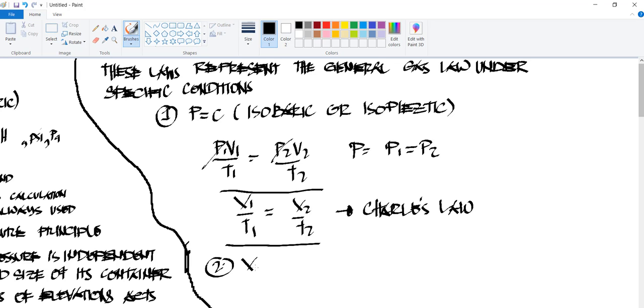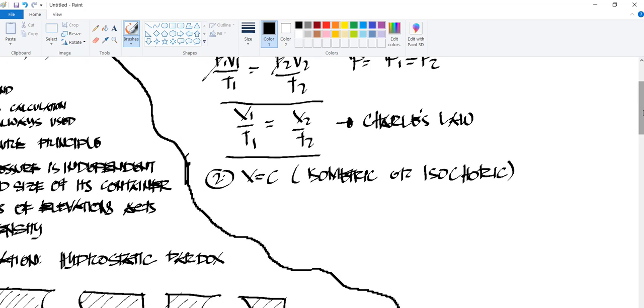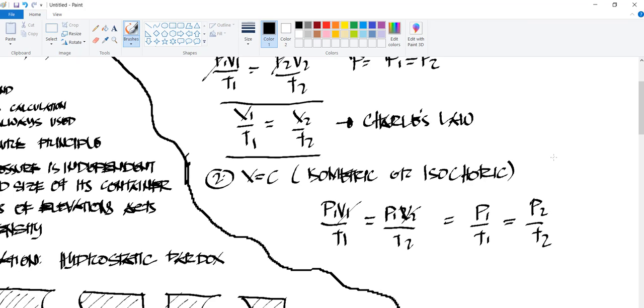Then we have number 2, where V is constant. We call it isometric, or sometimes isochoric. Sometimes it will just be mentioned in the problem as isochoric, so you must know what type of process that is. Establishing the relationship again, P1V1/T1 equals P2V2/T2, and since V is constant, we now have P1/T1 equal to P2/T2. This is called Gay-Lussac's law.